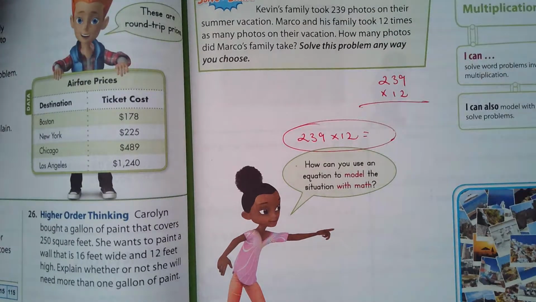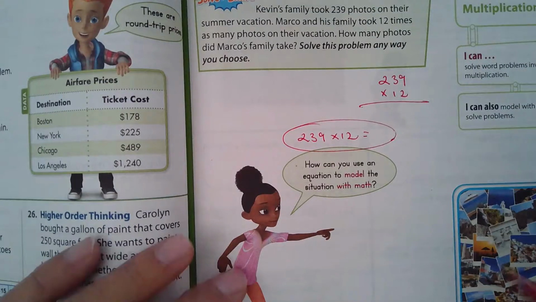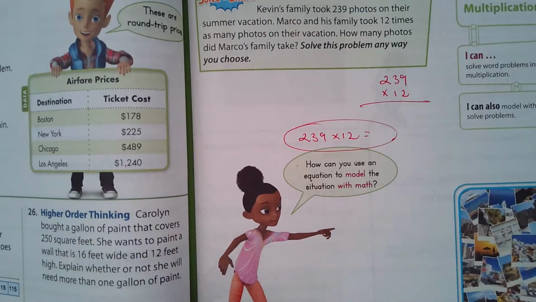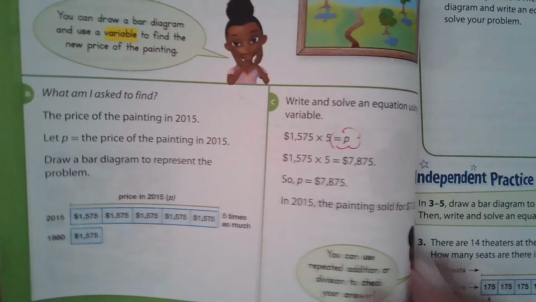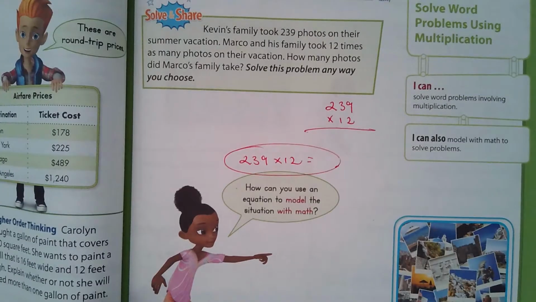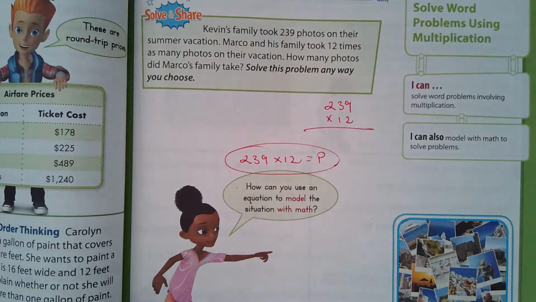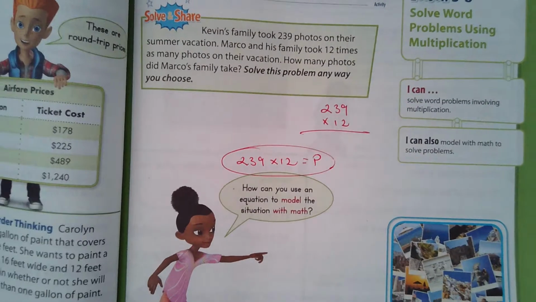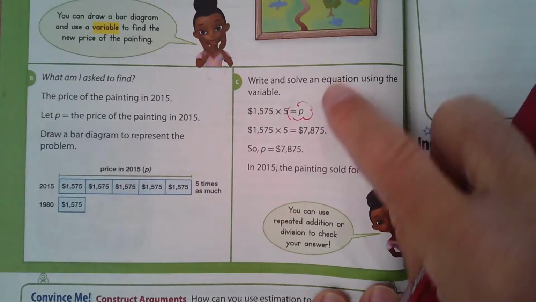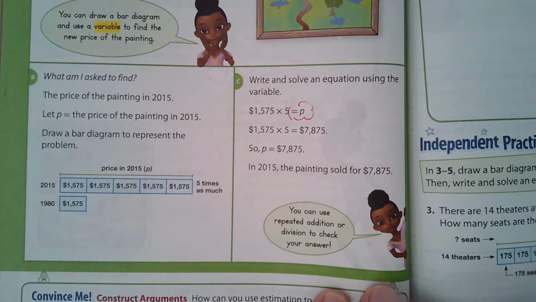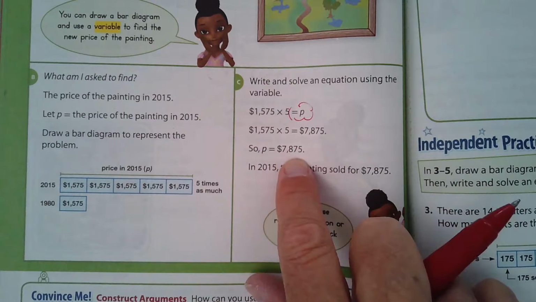On the previous page, it was P for photos. Oh, I'm sorry, it wasn't P for photos. What was it? Yeah, P for price. Thank you. On this page here, we could also use P for photos. That's fine. But really any letter is sufficient. So back to this page, they show you the steps on how they do it. So P equals 7,875.